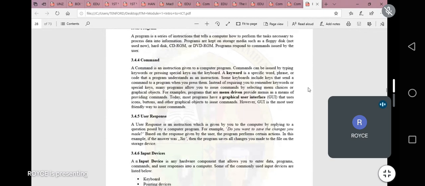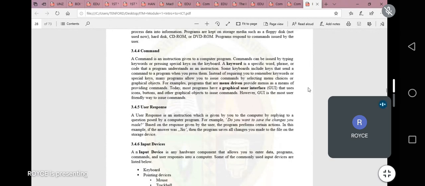Then we also have a command. A command is an instruction given to a computer program. Commands can be issued by typing keywords or pressing special keys on your computer. For instance, if you press Control and C, that is a command. And if you press Control and P, that is also a command. You can use special keys on the keyboard.